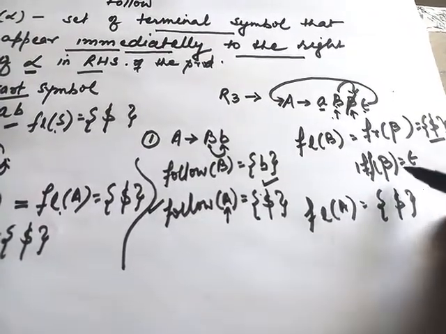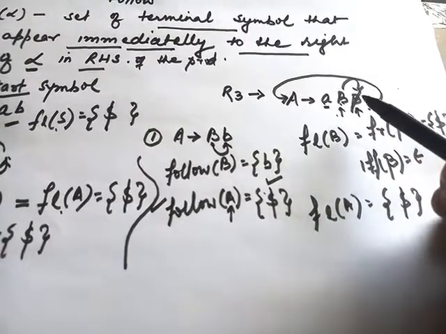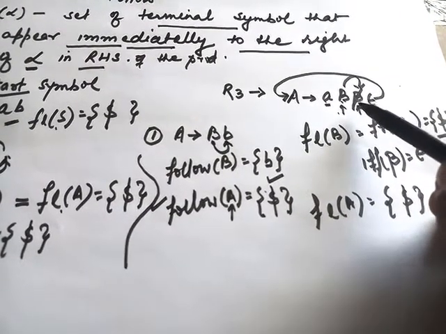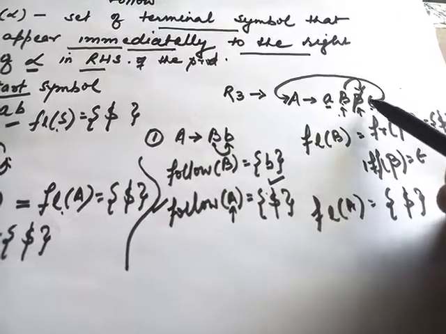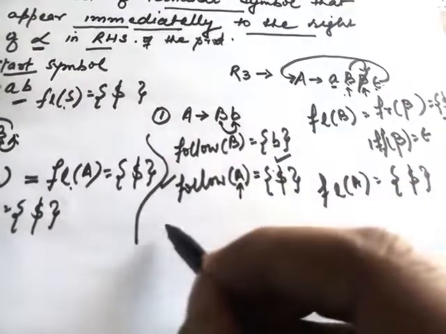So if epsilon comes, we have to substitute it, and then we have to check whether it is the last non-terminal and thereafter there is nothing. So follow of B is nothing but follow of A. We will have some rules also.